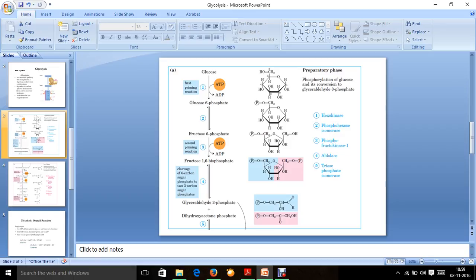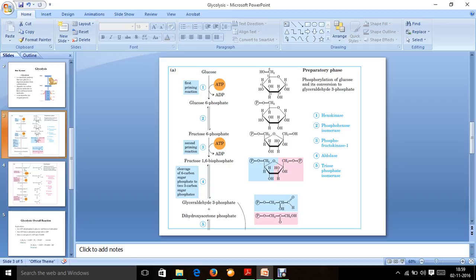So we will start with the preparatory phase. In the preparatory phase, the first reaction is the phosphorylation reaction, in which a phosphate group from the ATP is added to the glucose molecule on the sixth carbon position. So one phosphate group is coming from this ATP and is being transferred to the sixth carbon position of this glucose molecule by the action of the enzyme hexokinase.